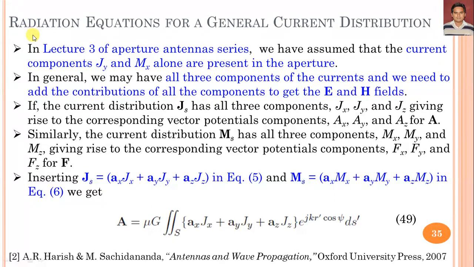First, we need to understand the generalized procedure or radiation equations for a general current distribution. As we have discussed in lecture 3 of the aperture antenna series, the current components Jy and Mx are present in the aperture when we are taking the rectangular aperture in the xy plane. Then, we need to add the contribution of the components to get the E and H field.